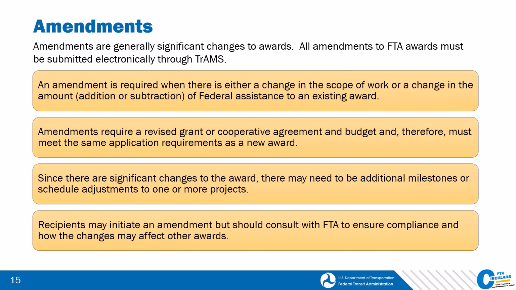Amendments are big changes. An amendment is required when there is either a change in the scope of work or when the amount of a federal award is changed with the addition or subtraction of funds. At FTA, amendments require the same application requirements as a new award and follow the same path in TrAMS. Recipients should consult with FTA to ensure compliance and how the changes may affect other awards, including if the changes are significant enough to require additional milestones or schedule adjustments to one or more projects.